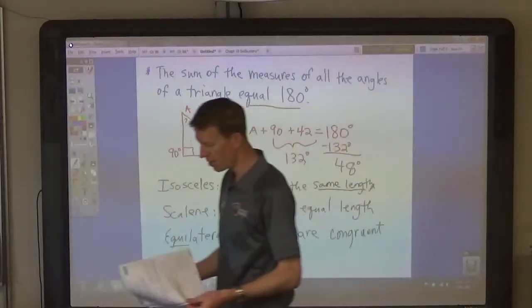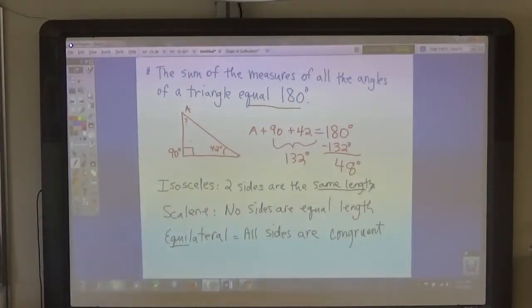Any questions on classifying triangles? You're going to have to classify the triangles. You're going to have to classify them in two different ways and explain why. And then you'll have to find the missing amount. Okay?